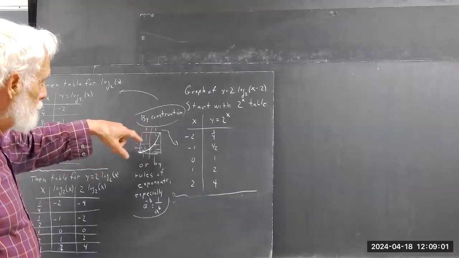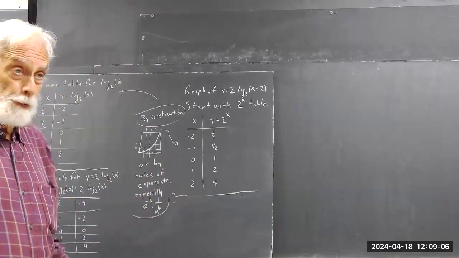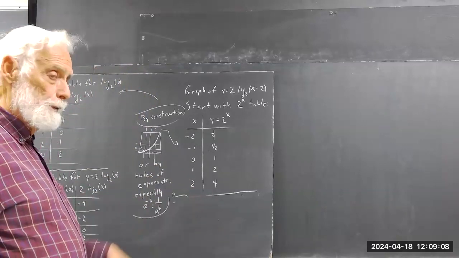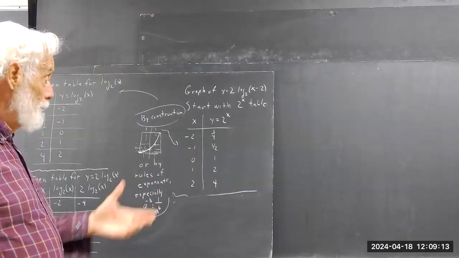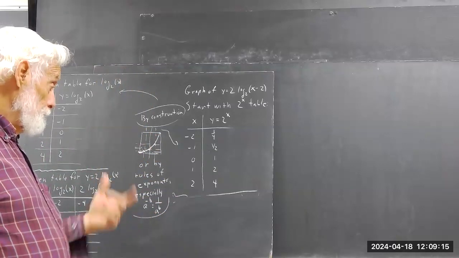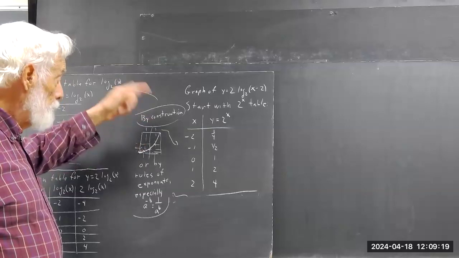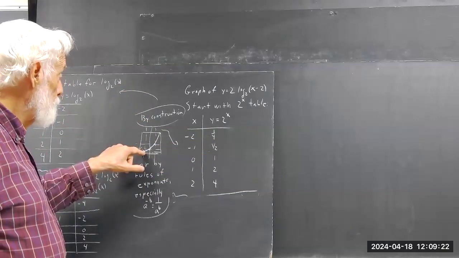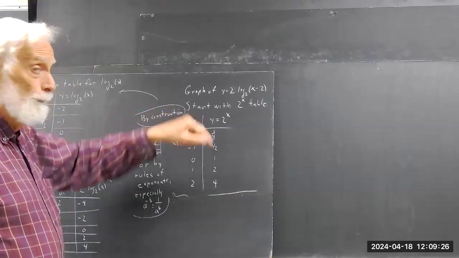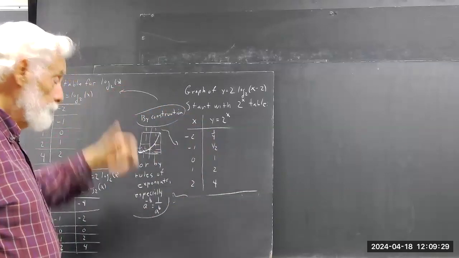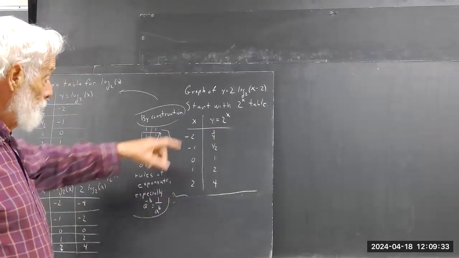So by construction, everybody knows construction, or at least everybody who's still in the course, who's supposed to learn this construction in the first week and use it throughout. And everybody here knows how to do that construction, so that's good. The points are negative 2, 1 fourth, negative 1, 1 half, 0, 1, 1, 2, 2, 4. If you do construction and label your construction lines, that's a no-brainer.